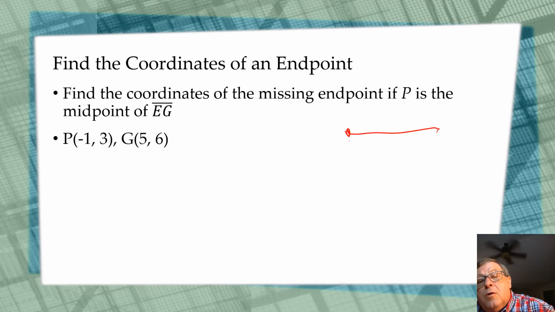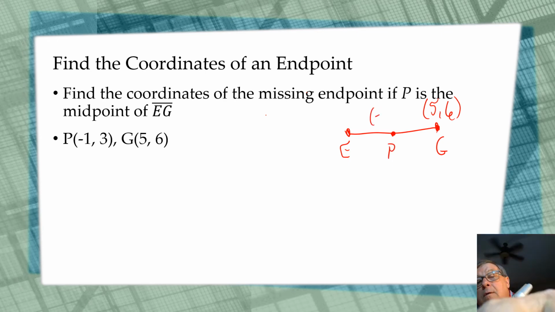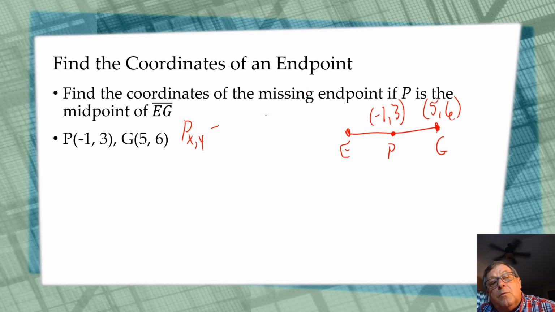All right, so here's E. We don't know what the coordinate of it is. Here's G. Here's an endpoint, and we're told that G is 5, 6. P, we're told, is the midpoint, and it's got a coordinate of -1, 3. That's its ordered pair. And we're going to go about this the same way. So I'm going to set P of X, Y equal to X1 plus X2 over 2, comma, Y1 plus Y2 over 2.